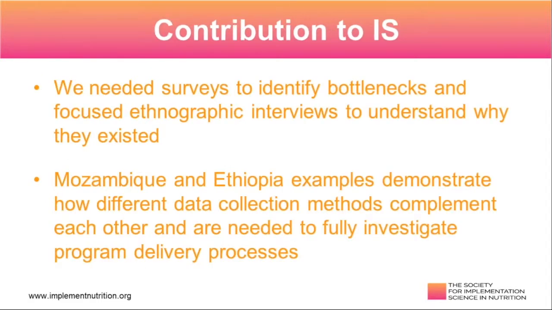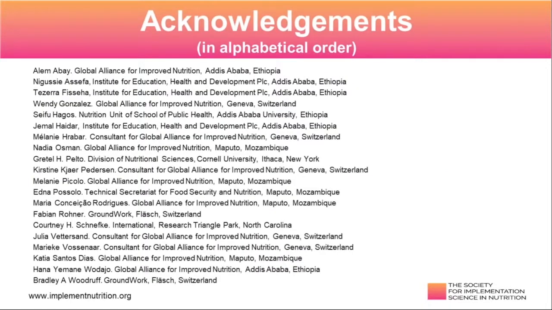So to conclude, we needed surveys to identify bottlenecks, and we needed focused ethnographic interviews to understand why these bottlenecks existed. Mozambique and Ethiopia are examples that demonstrate how different data collection methods complement each other and are needed to fully investigate program delivery processes. Lastly, I'd like to acknowledge the great number of people who worked in implementing the programs as well as on the evaluations. This was a huge team effort, and I'm presenting on behalf of all of us.